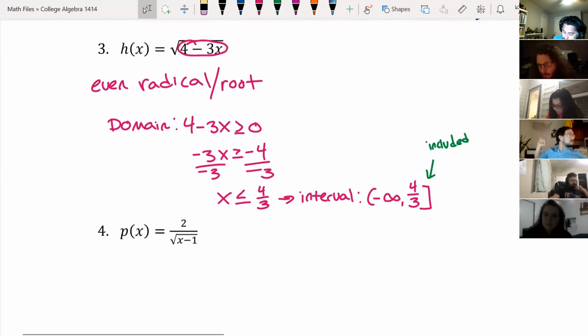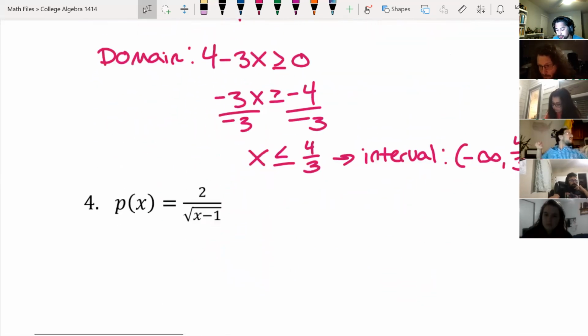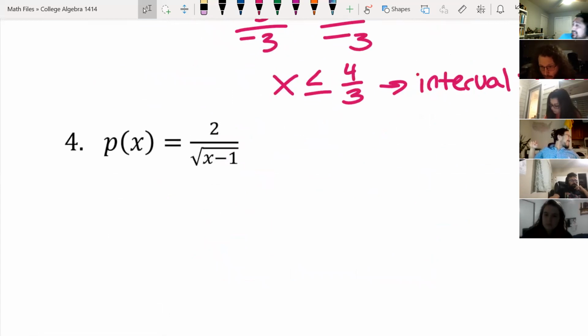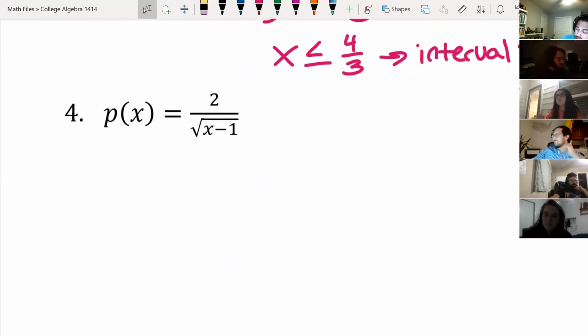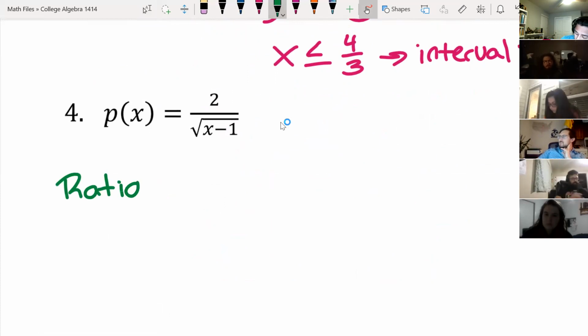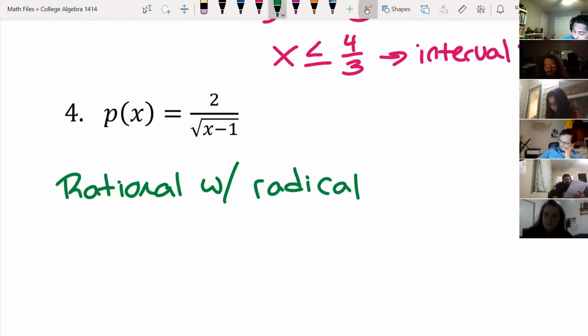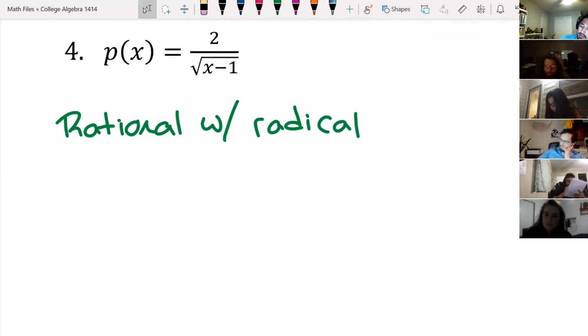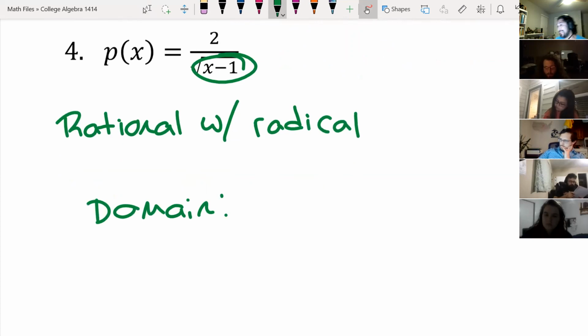All right. And then last one for this page. We have p of x equals 2 over the square root of x minus 1. And again, just to know what we're dealing with, this is going to be rational with an even radical. So I'll just say rational with radical. And all we have to do here to solve for this domain is take whatever's in the denominator inside the radical.